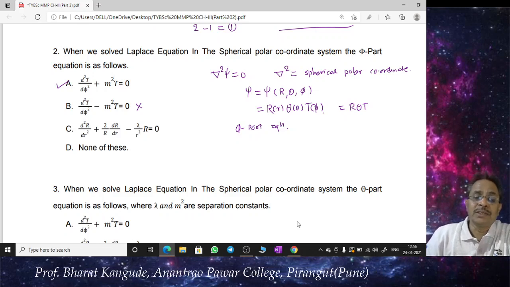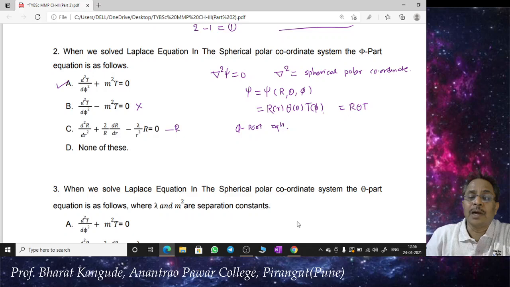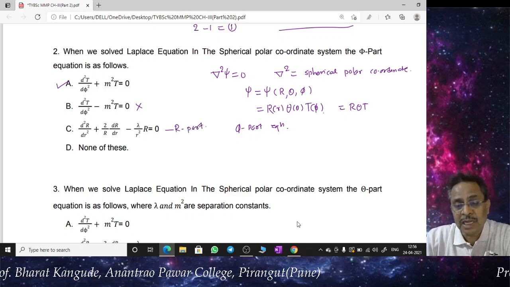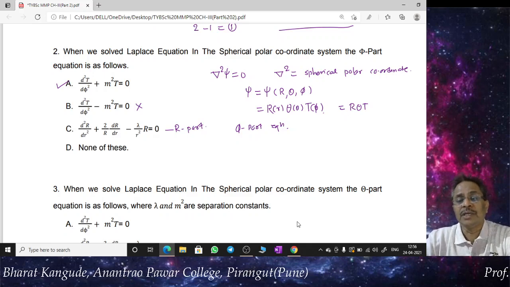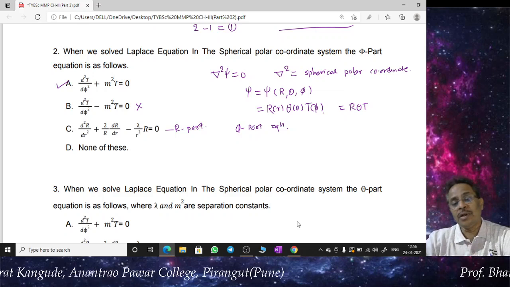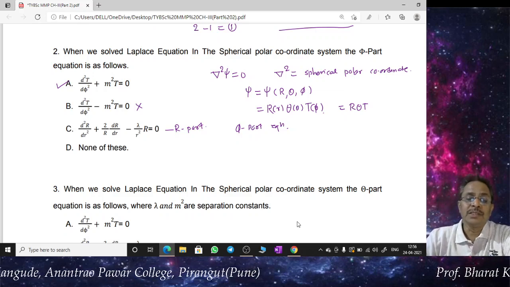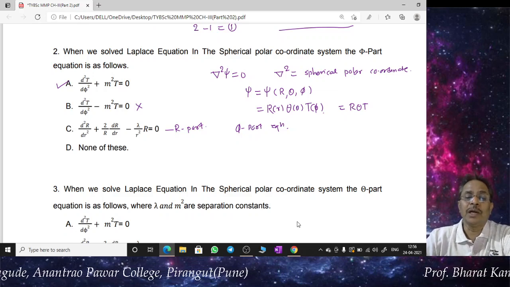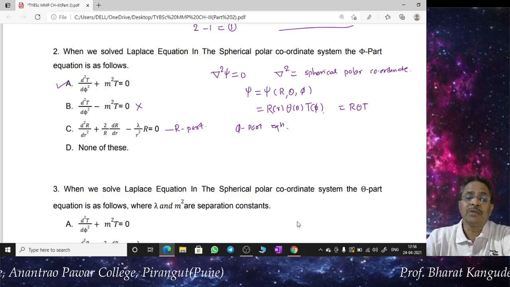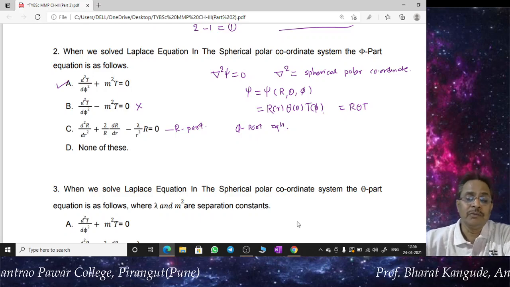Whereas in this case, the 3rd equation C is called the r-part equation. So separating theta and r from each other, we get the r-part equation as shown here, that is d square R upon dr square plus 2 upon r into dR upon small dr minus lambda upon r square into capital R is equal to 0. That is called the r-part equation. A is called the phi-part equation, and similarly we get the theta part equation too, which will come in the next few problems.